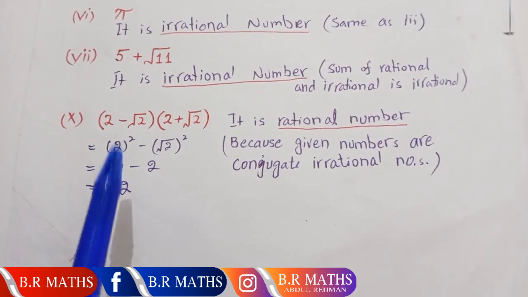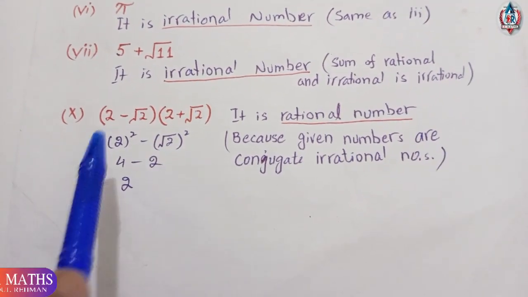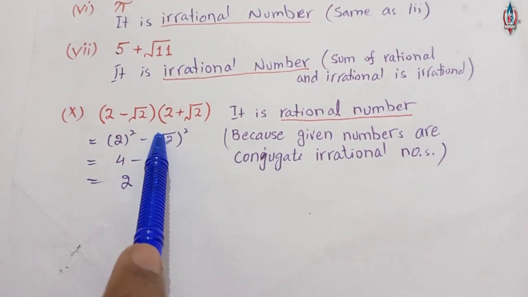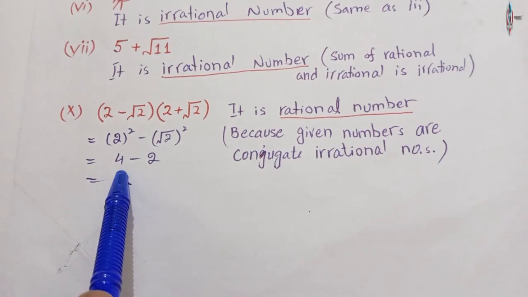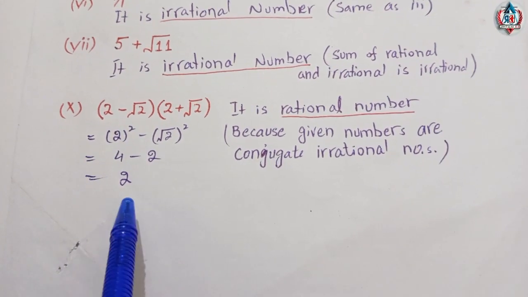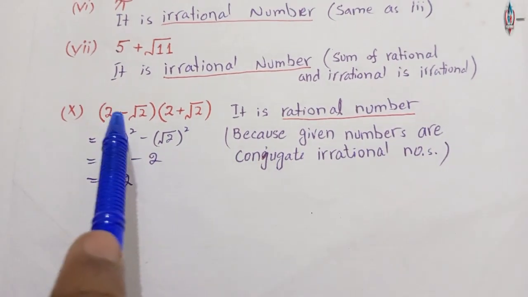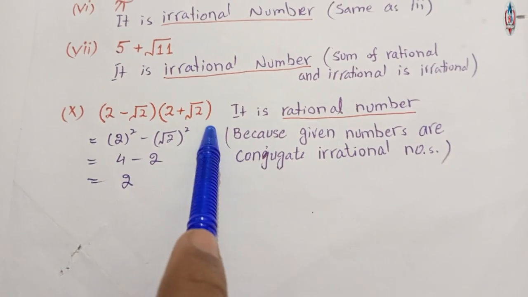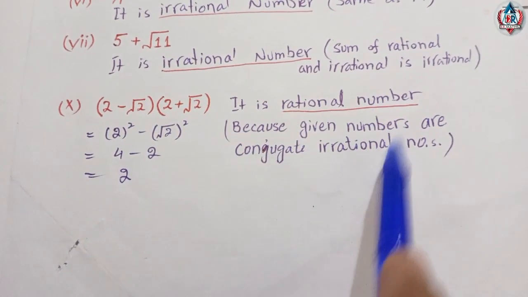And according to the property (a plus b)(a minus b) equals a square minus b square, apply 2 square minus square root 2 square. The square and square root cancel each other, and the result is 2, and the square of 2 is 4. So 4 minus 2 is 2. Finally the result is 2, which is rational. So the given product of 2 minus square root 2 and 2 plus square root 2 is a single number, and this is rational.